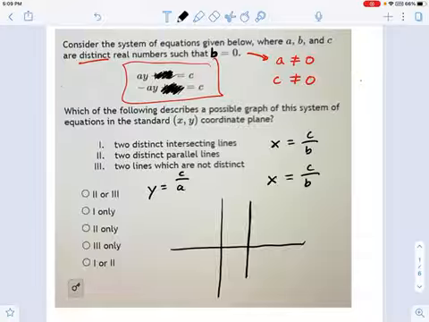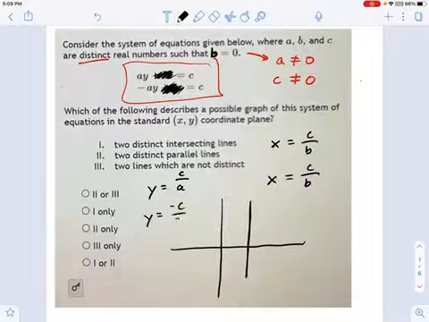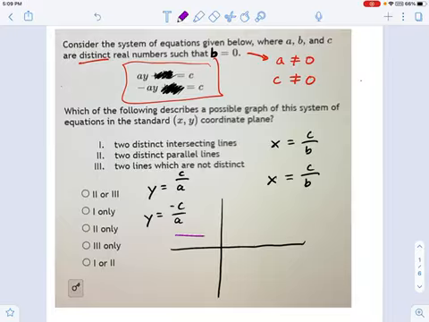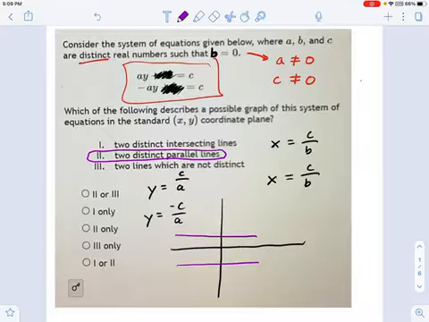y equals c over a in one case, and y equals negative c over a in the other case. So if we want to draw these two equations right here, here's one and here's the other. Those are parallel lines. They're distinct from each other. They're not overlapping. And they are certainly not intersecting. Right? Intersecting would mean they have different slopes. These have the same slope.